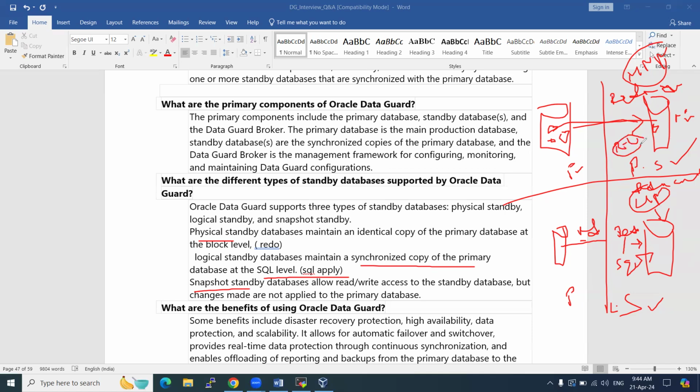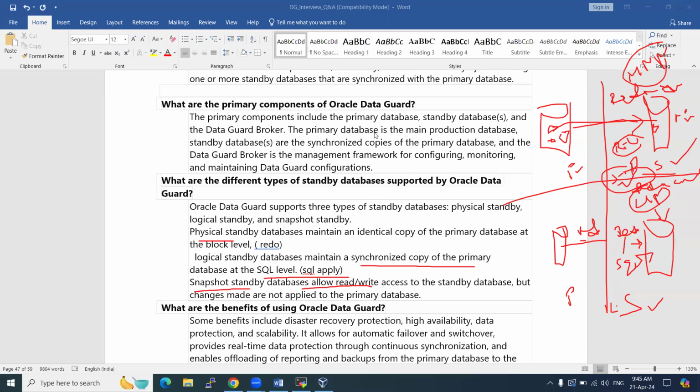If you want to open in read write mode, you have to convert this physical standby to snapshot standby. Then our standby database we are going to open for read write mode. When we are going to open in the mode of snapshot standby database, if you want to convert your standby database as the snapshot standby, that database type should be physical standby. We cannot convert a logical standby database as a snapshot standby. That is the point. Clear.